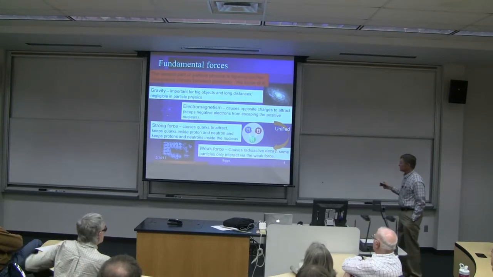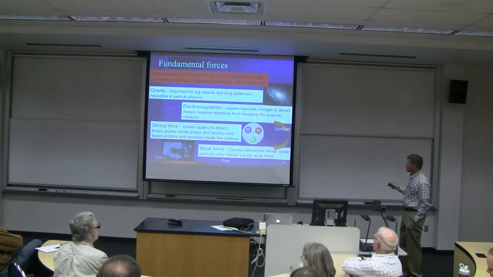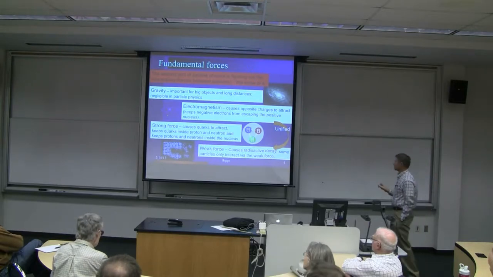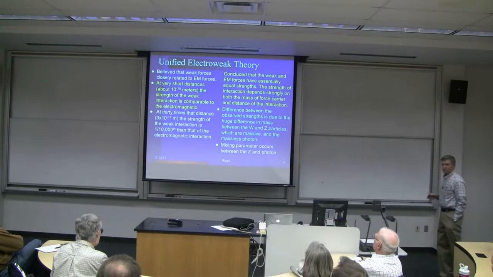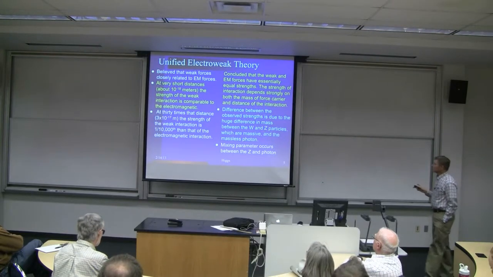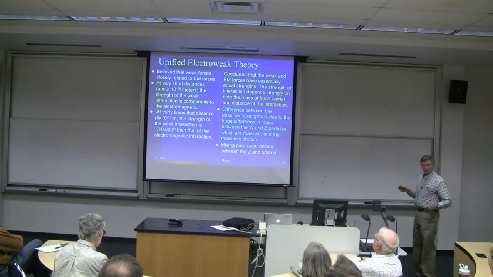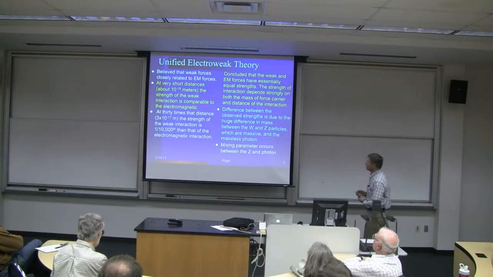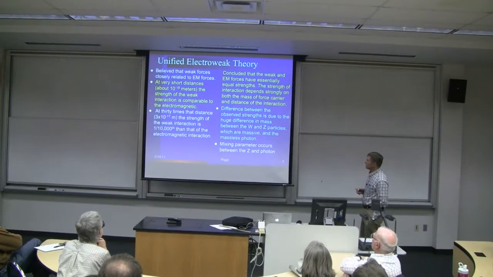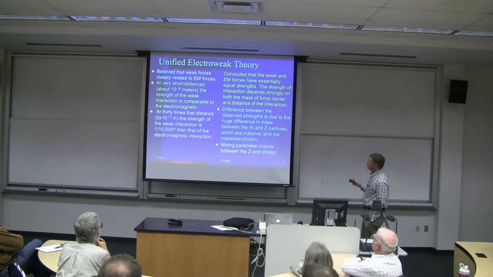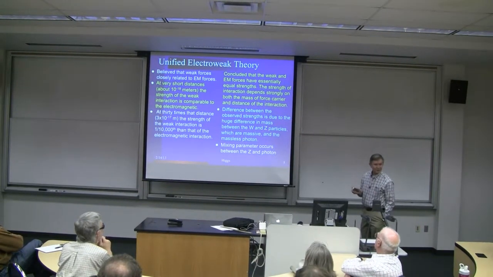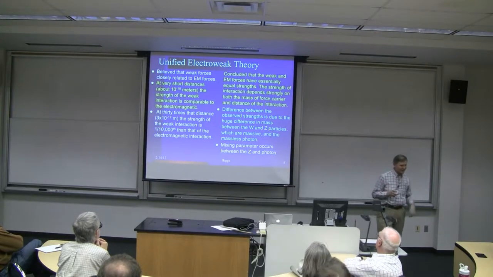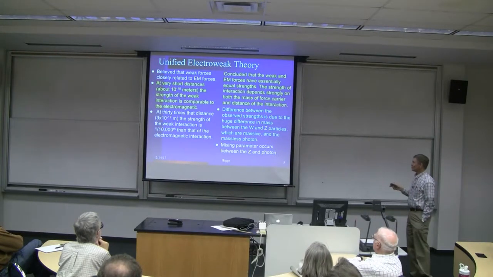So it was this mystery, why these are two different forces explaining different physical phenomena, and yet what we observe is something very similar between those two. I'm going to go through this quickly, but basically this unified electroweak theory, putting together electricity and magnetism and the weak nuclear force, came about because at very short distances the strength of the interaction is the same. At 10 to the minus 18th meter, so that's pretty small. A human hair is 25 microns, so this is down 12 orders of magnitude.